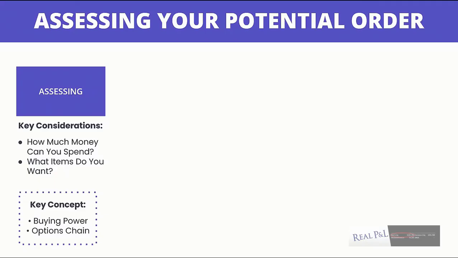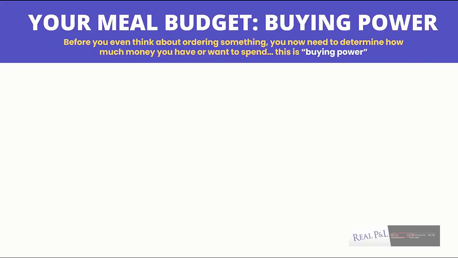So again, the key concepts with assessing: how much money can you spend? What items do you want? And the key concepts are buying power and using that options chain. So your meal budget, buying power. Before you even think about ordering something, you now need to determine how much money you have or want to spend. And this is buying power.